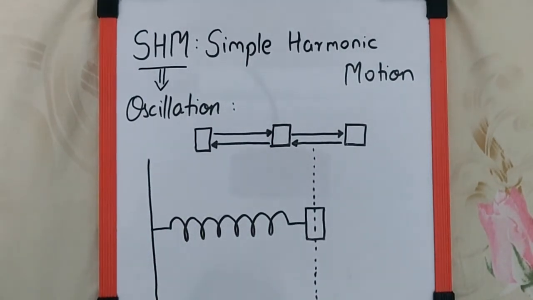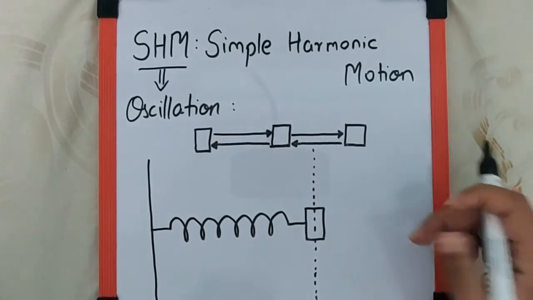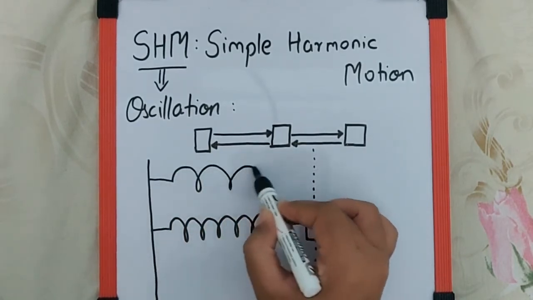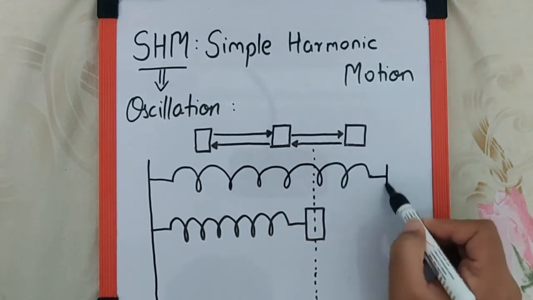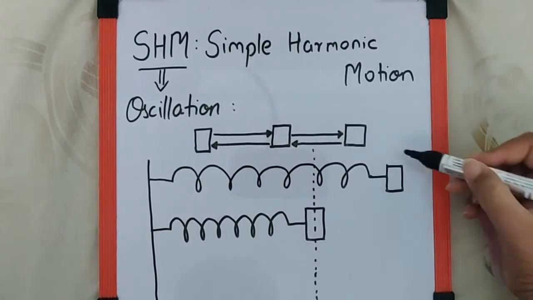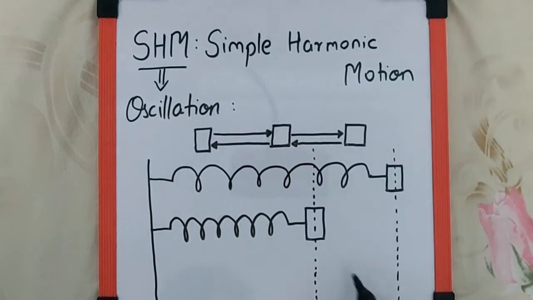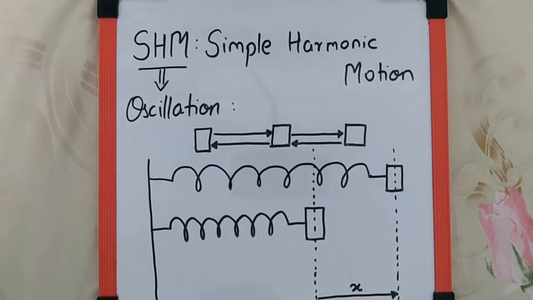Now if we pull this block away from the mean position, say towards right, we will get the spring something like this. The spring will stretch and the block will be somewhere over here, which means the particle or the block is displaced towards right by a distance x. Now the moment we release it, the spring will restore its position.